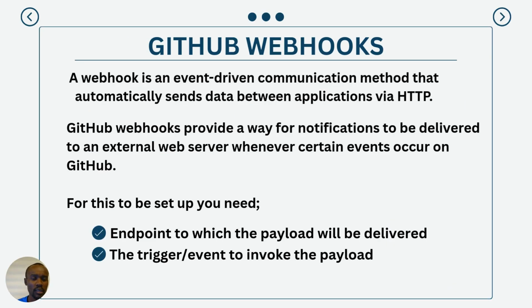So what's a webhook and what is a GitHub webhook? A webhook is an event-driven communication method that automatically sends data between applications via HTTP. GitHub webhooks provide a way for notifications to be delivered to an external web server whenever certain events occur on GitHub. For this to be set up, you need an endpoint to which the payload will be delivered, then the trigger or event to invoke the payload.